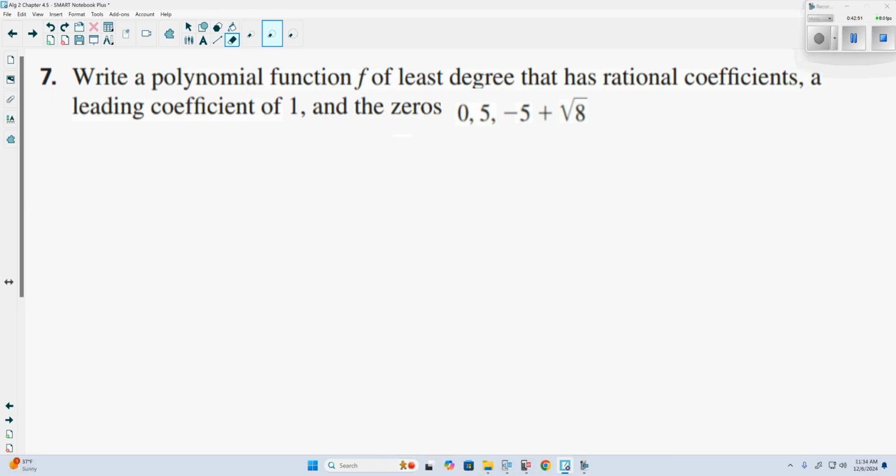From there, guys, we have 4.6, and then we are finished with chapter 4. 4.6 is the last section.